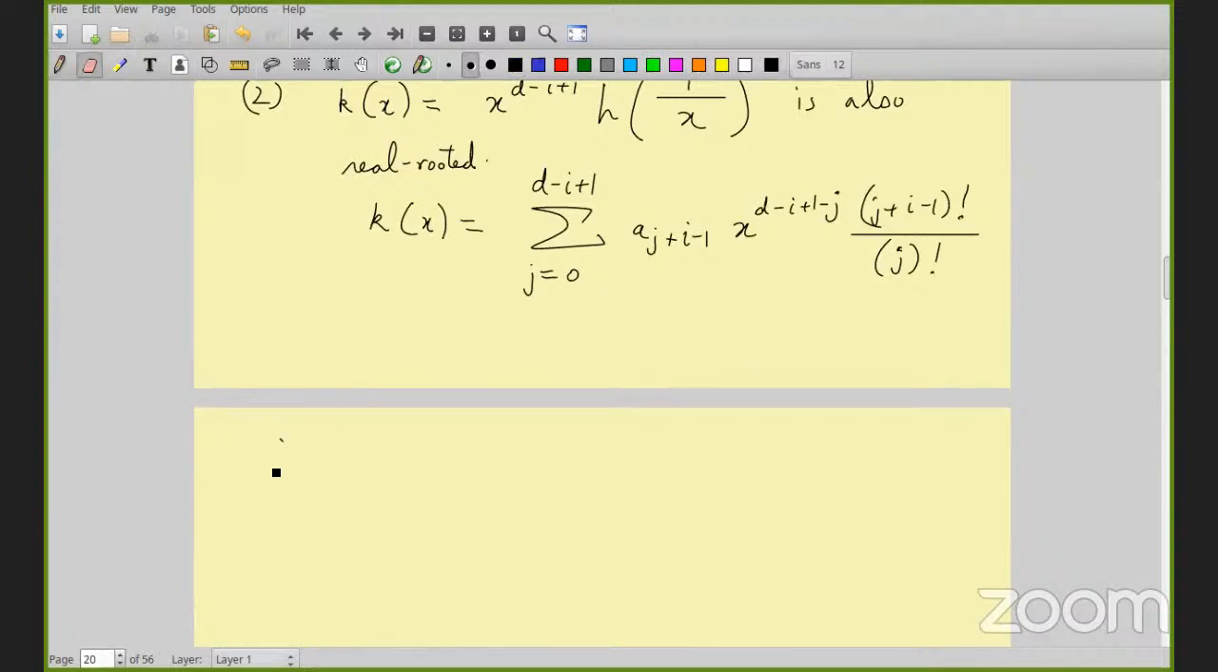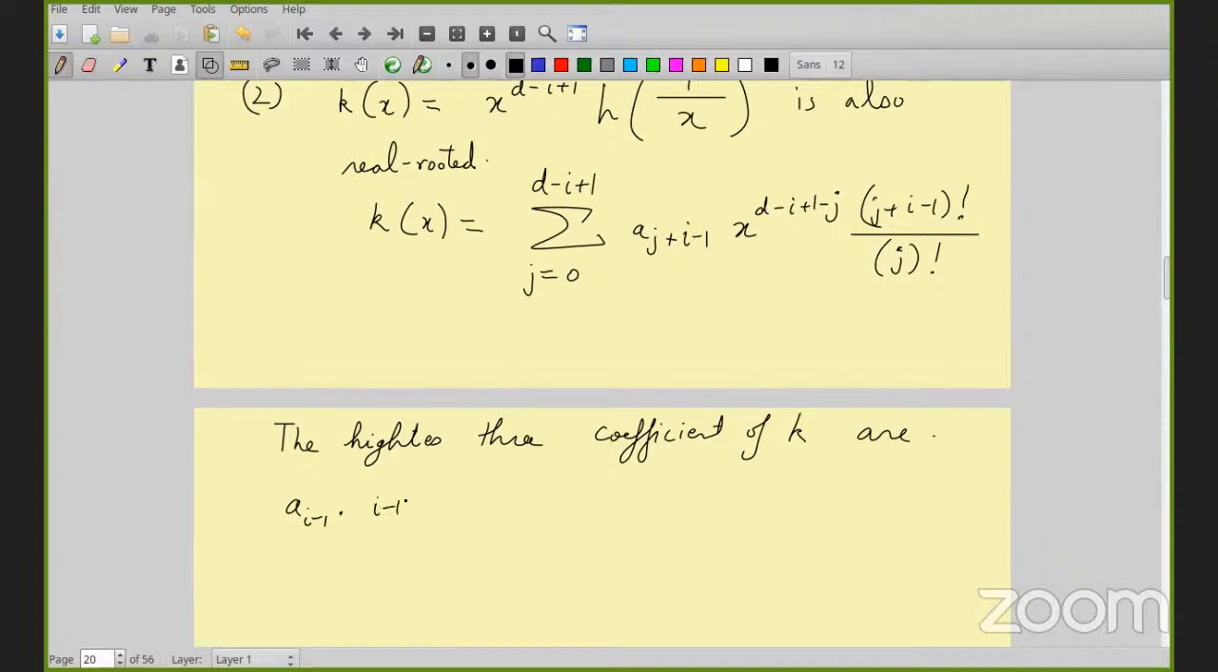Now let's look at what this is. The point is that the highest three coefficients of k are what? The highest one, which corresponds to j equal to 0 right now, is a_{i-1} times i minus one factorial. The second highest, corresponding to j equal to 1, is a_i times i factorial. And the third highest corresponds to j equal to 2, a_{i+1}, and this is i plus 1 factorial by 2.